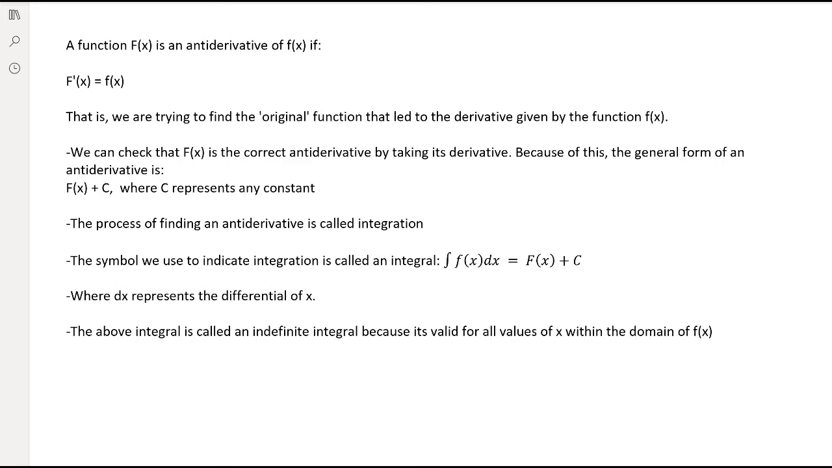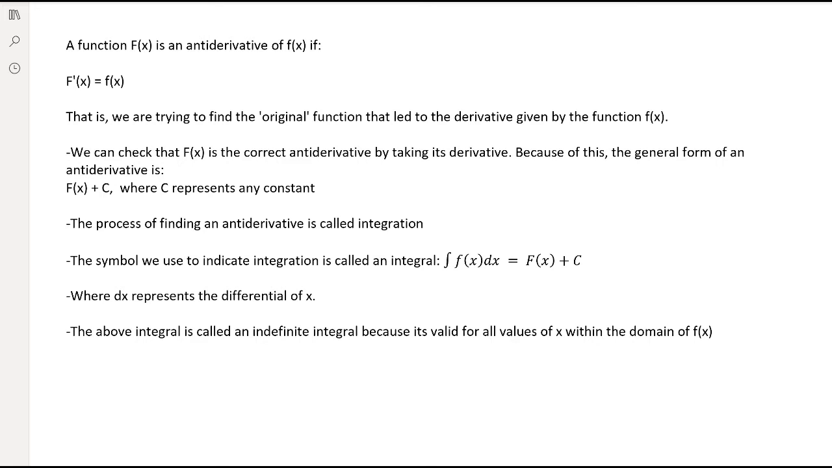We say a function, often denoted big F of x, is an antiderivative of a little f of x if the derivative of big F of x equals f of x, the smaller f of x. What does this mean? Up to now, this entire course, we've been focusing on: give me a function, what's the derivative? Well, now we're going backwards. If I already know the derivative, what's the original function that derivative was derived from?